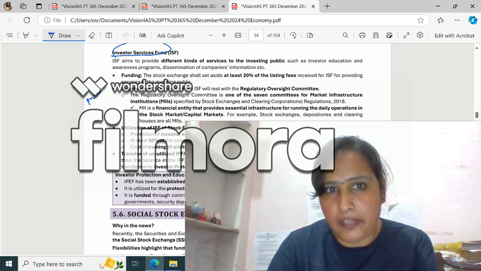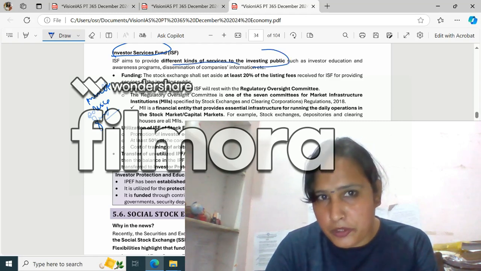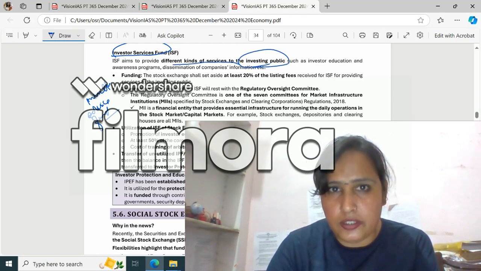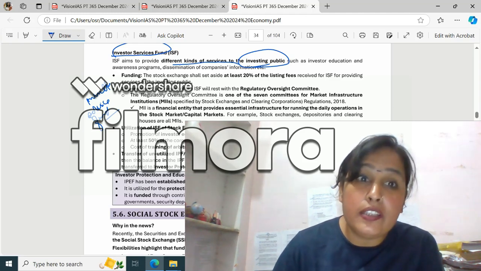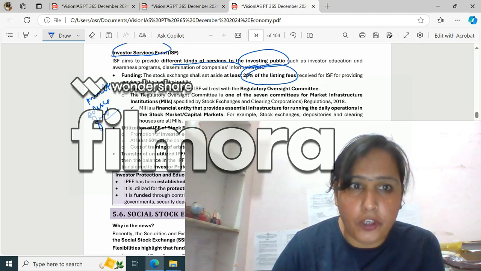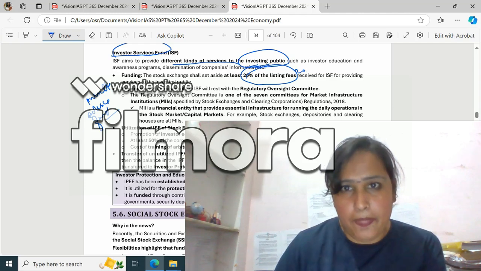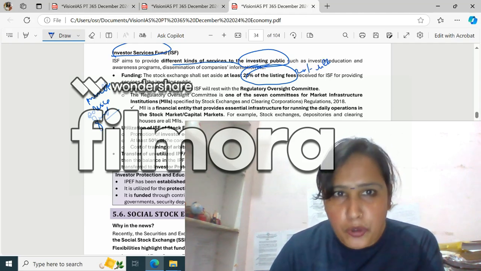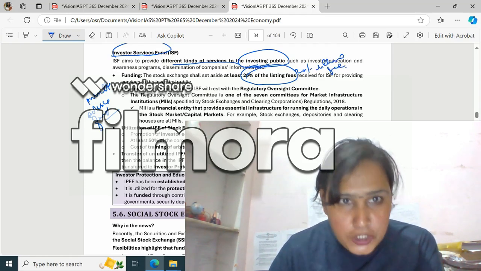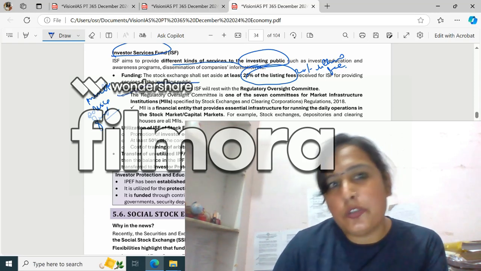Now the second type of fund is the investor service fund. What is it? It provides different kinds of services to the investing public, like education, awareness programs, and dissemination of company information. Funding is based on 20% of the listing fee. So in the investor protection fund there was a 1% listing fee, but in the investor service fund there is a 20% listing fee, providing service to the investors.